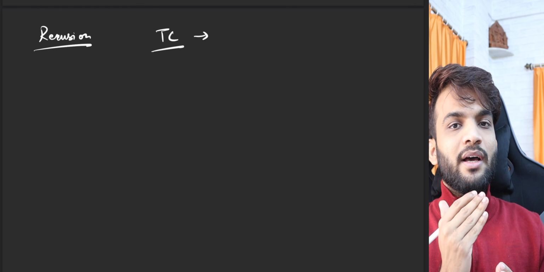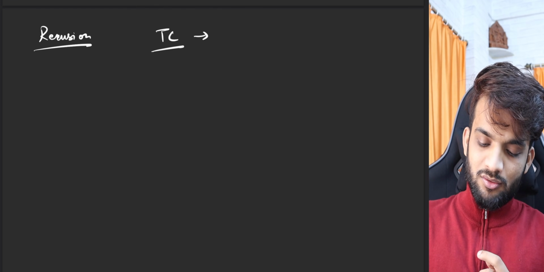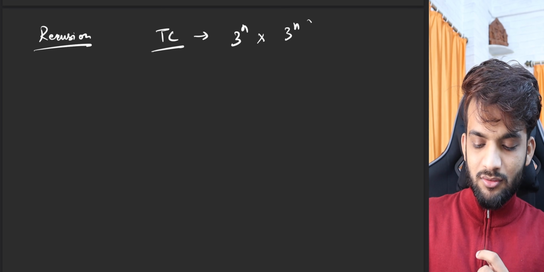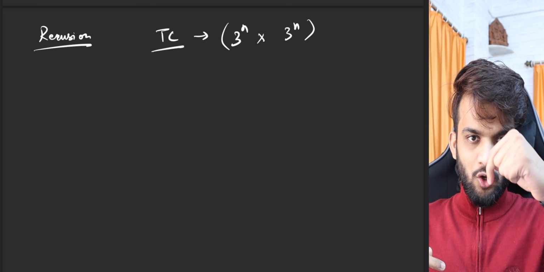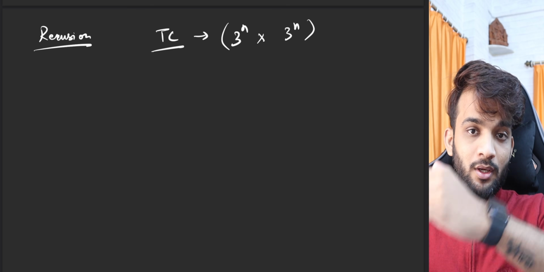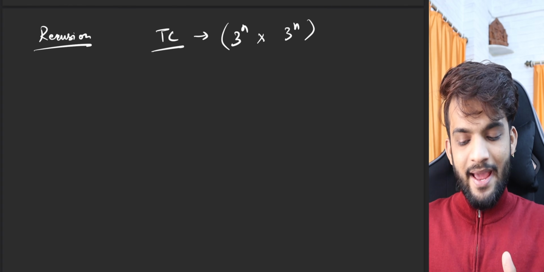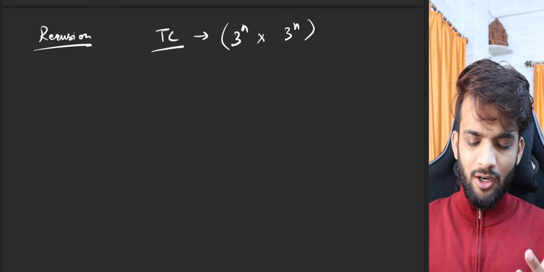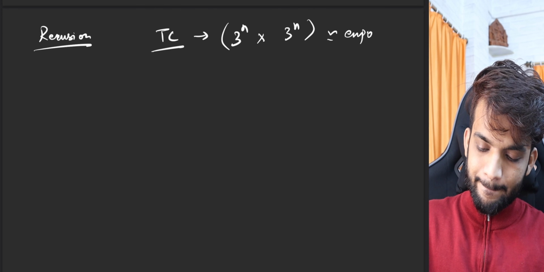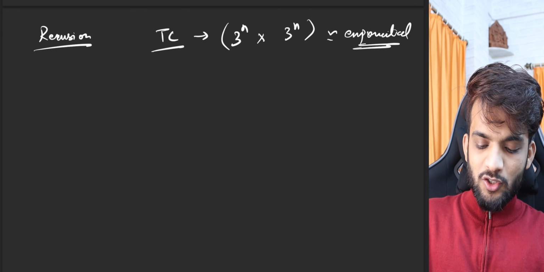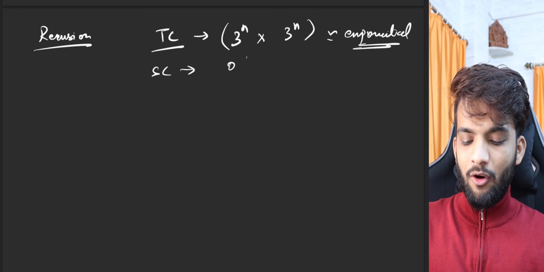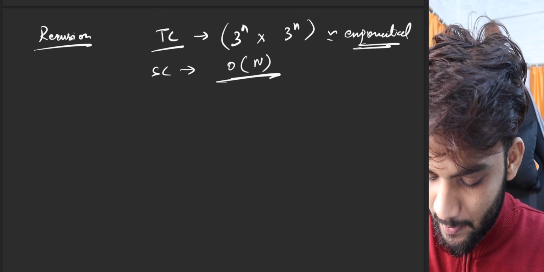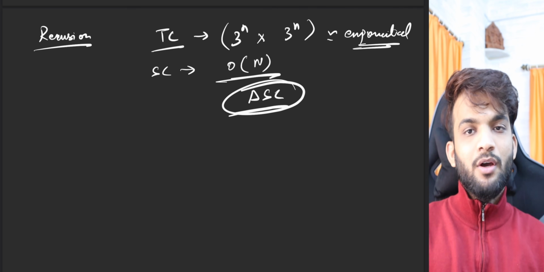For every step, Alice has 3 options, so 3 to the power n. Bob also has 3 options, 3 to the power n, and that's it. Alice has 3 options for every column, Bob also has 3 options for every column, and the number of rows they have to travel is n. So 3^n into 3^n is what the time complexity will be, near about exponential. Space complexity will be again big O of n, which is the number of rows, because that's the auxiliary stack space.